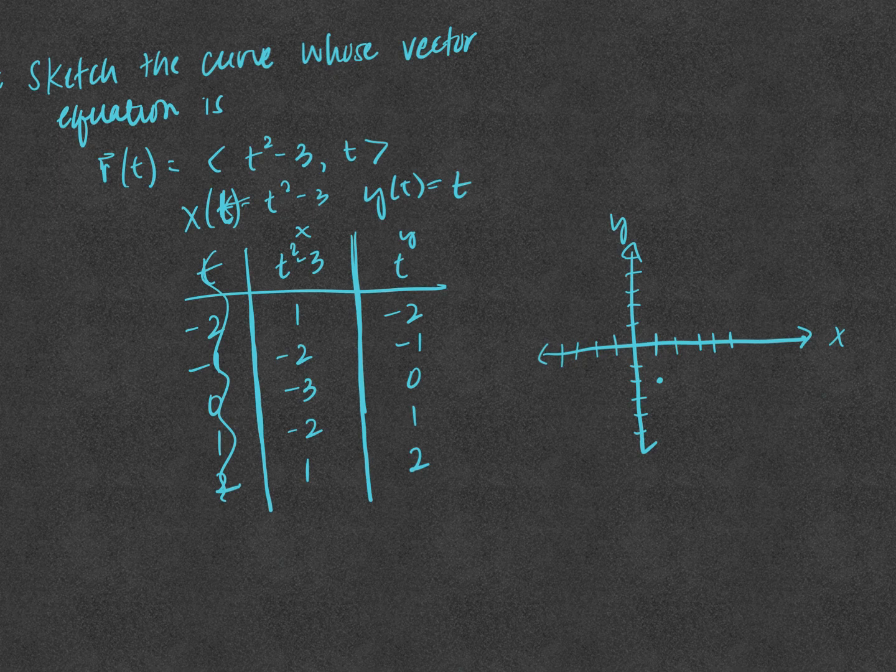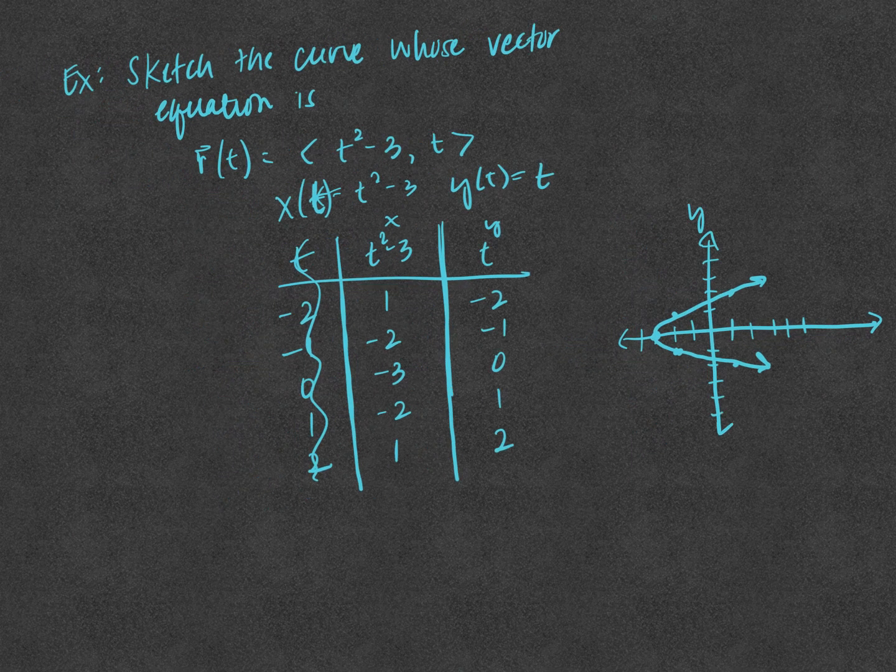All right, when x is -2, y is -1. When x is -3, y is 0. When x is -2, y is 1. And when x is 1, y is 2. So we have a nice pretty parabola, which is kind of what we were thinking it would be. But it's kind of easy to see if you draw those values.